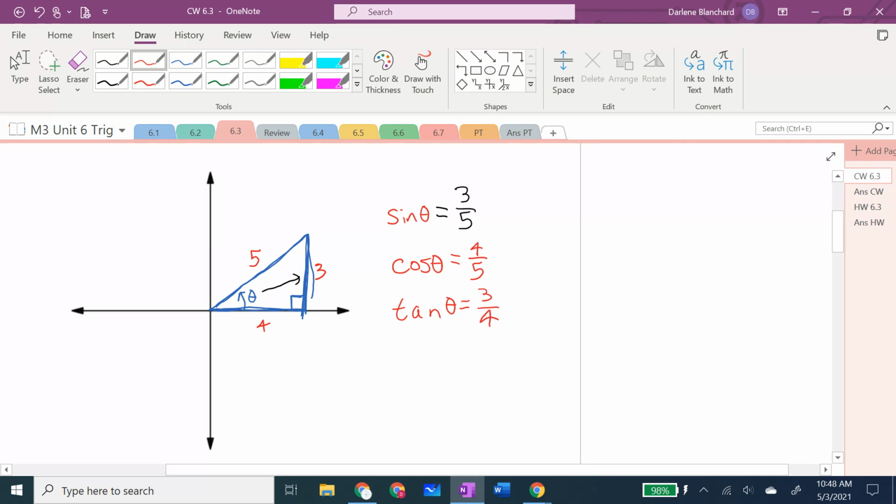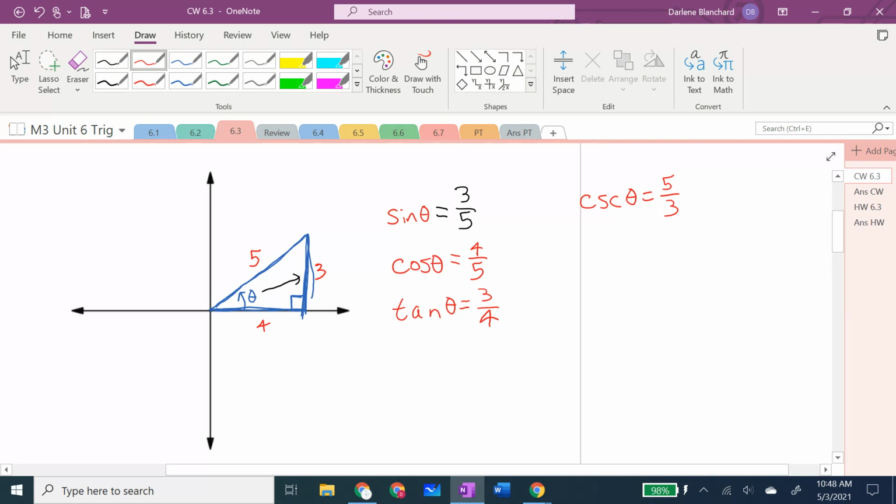Then, once you have those three, it's really easy to get the other three. Which function is sine's reciprocal? Which is sine's reciprocal? Which trig function? Yeah. Cosecant, which is CSC. Cosecant, just take sine's fraction and flip it around. Who is cosine's reciprocal?